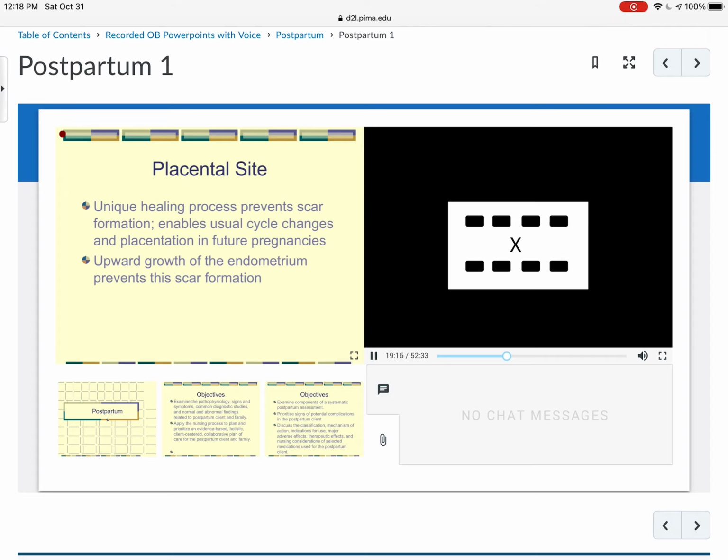And it's very important that no scar remains in the uterus, because when that woman wants to get pregnant again, when the fertilized egg drops into the uterus to implant onto the uterine wall, if there's any scar tissue, you may have abnormal placental attachment and growth. And so people think, oh, no big deal, but it's a huge deal that there's no scar tissue that remains in the unique healing when that placenta actually comes out in that third stage of labor.